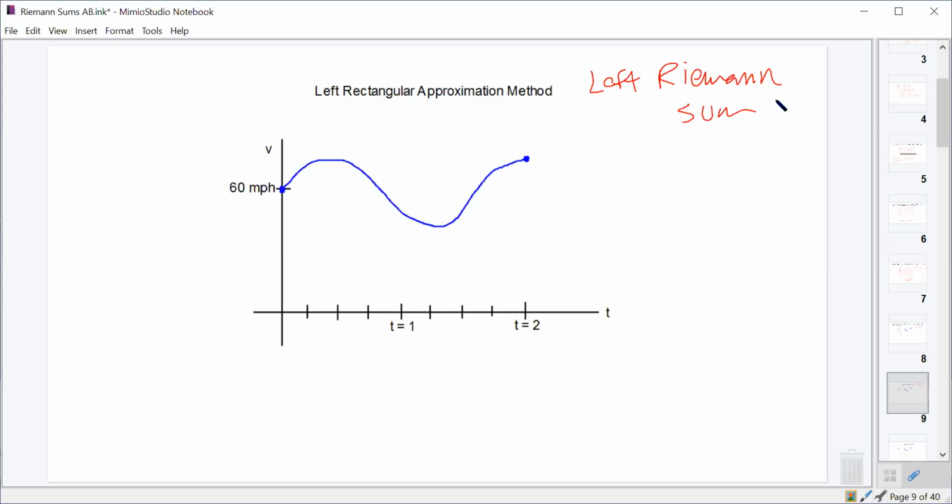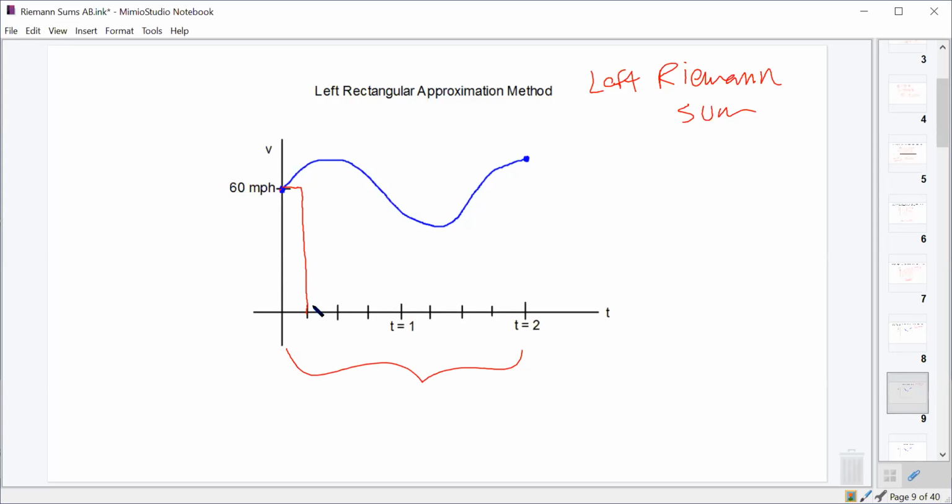But the left rectangular approximation method says, take your interval. We have an interval from 0 to 2 hours, right? And break it up into however many little subintervals you want. So I've broken it down into 8 little subintervals, 4 for each hour. And it says, well, take the leftmost endpoint of your entire interval, find the point on your function there, and draw a rectangle only in the first subinterval.